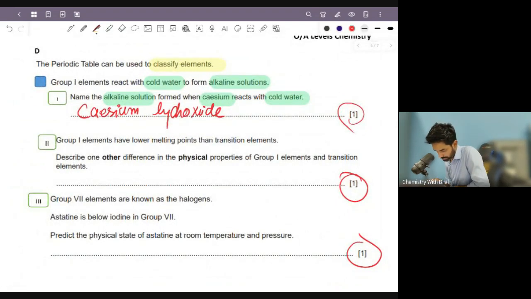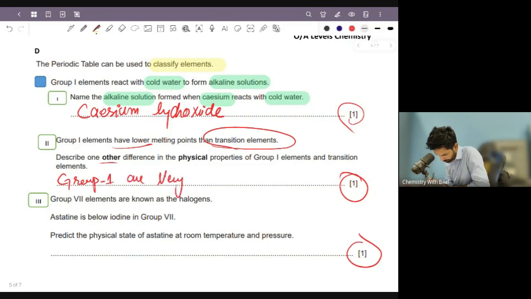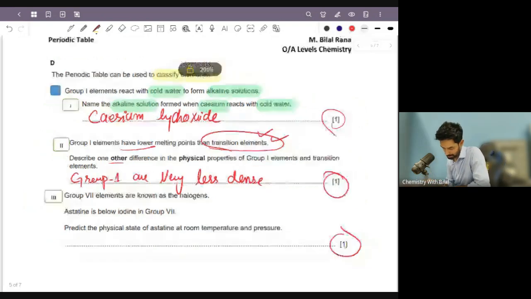Group 1 elements have a lower melting point than transition. That's true. Group 1 elements are soft. Describe one other difference. They are less dense. We know group 1 elements are very less dense, whereas transition elements have very high density.